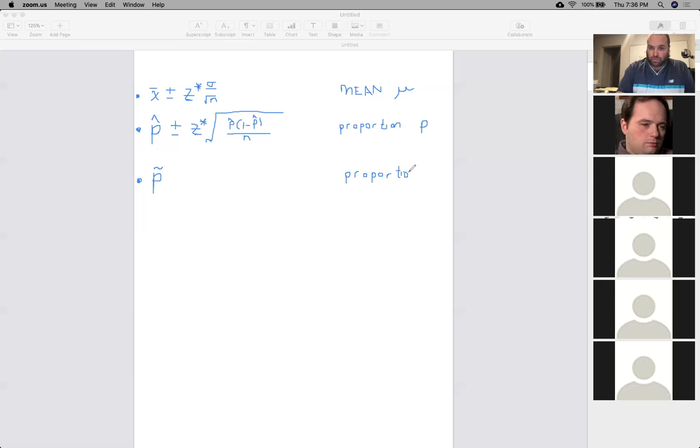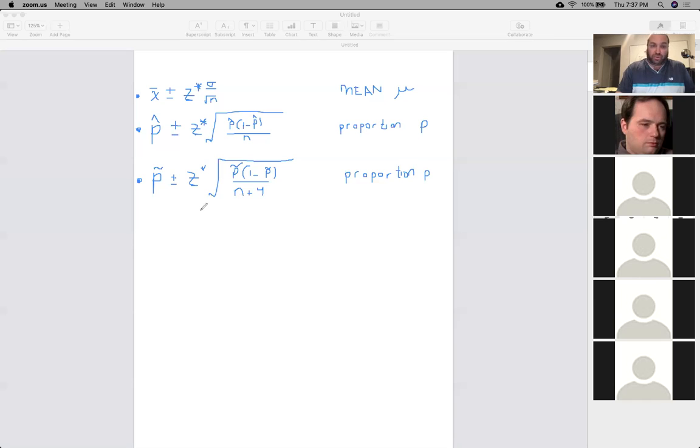This is also when I'm looking for the proportion P. But it's a slightly different formula. P tilde plus or minus Z star square root of, and this you're going to find on page 365 if you're interested, P tilde times 1 minus P tilde over N plus 4. So the first thing is it's over N plus 4, not over N. That's the first thing that sometimes strikes people.